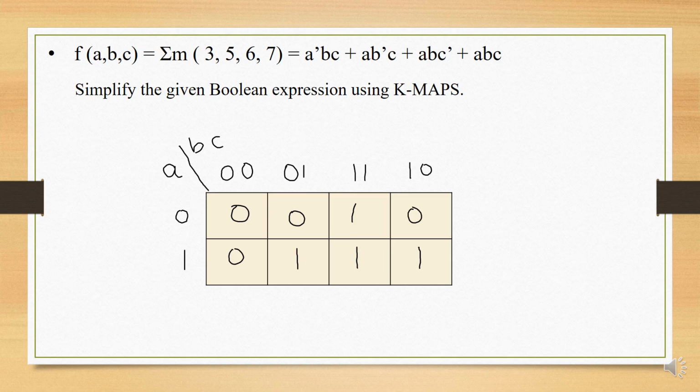Now let us obtain the simplified SOP expression. In order to obtain a simplified SOP expression, you need to group logic 1s. Suppose you need to obtain a simplified POS expression, you need to group logic zeros. In this example, we shall obtain a simplified SOP expression. Therefore, we will concentrate on logic 1 entries in the K-map.